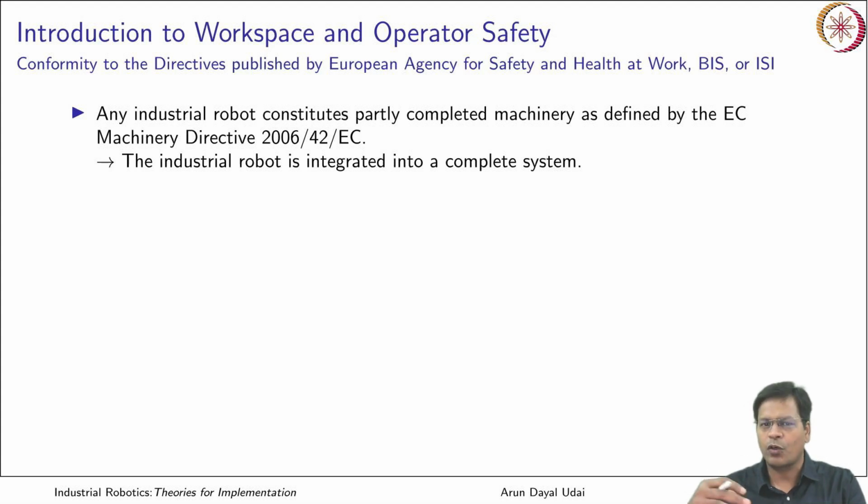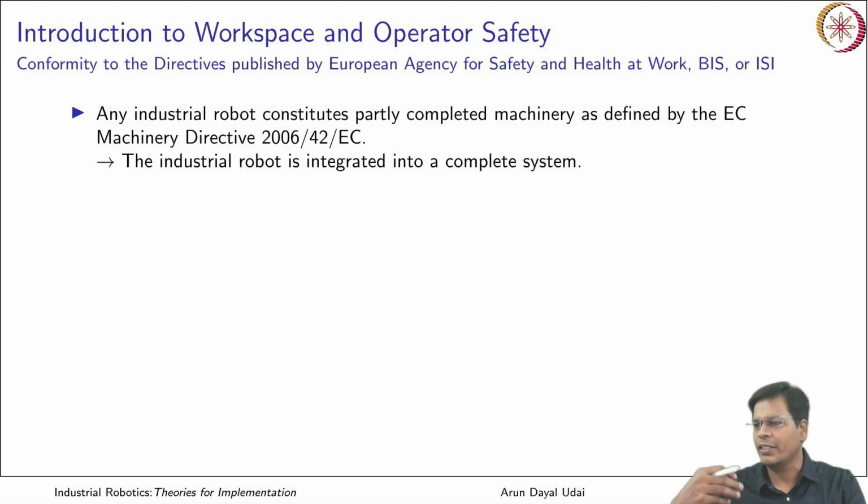Let us say a robot without a gripper is nothing, right? It cannot do any job. A robot without a work table is nothing. So it has to have a set of environments with which it is to be programmed and integrated so as to make it a complete machinery which does something, right? So if it is a spot welding robot, it has to be mounted with a spot welding system, not just the spot welding gun, right?